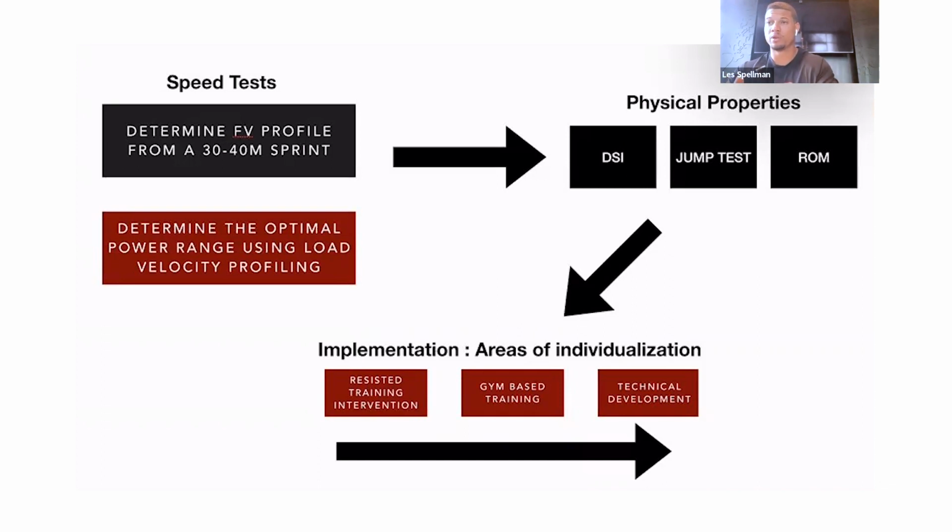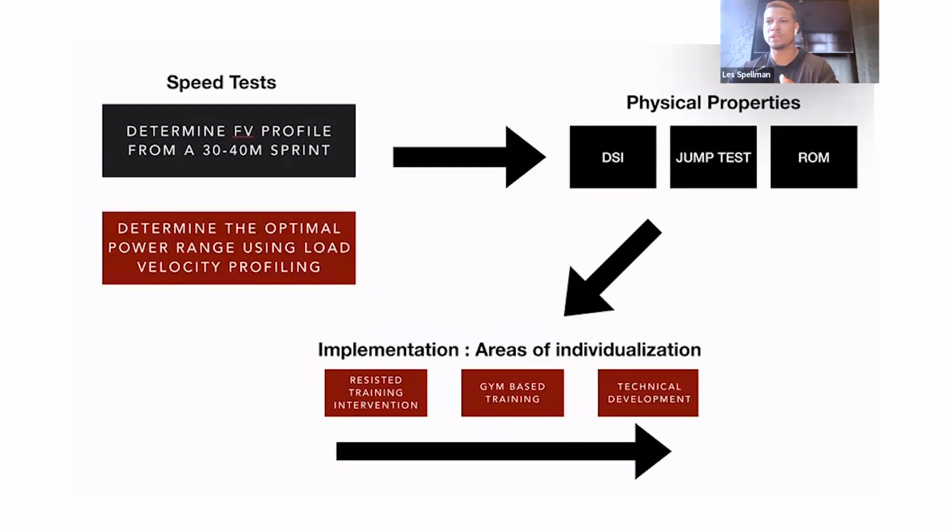Now, a load velocity profile, simply put, is a way for us to prescribe specific loads individual to that athlete. And we're able to look at optimal power zones. We're able to look at speed strength zones, very similar to how we would look at these things in a weight room.